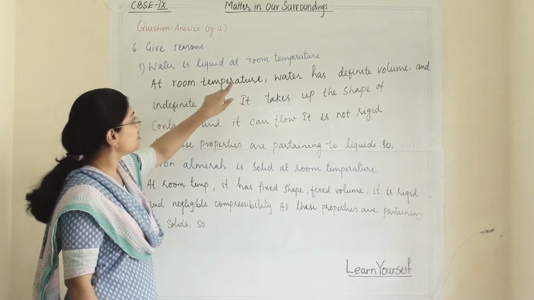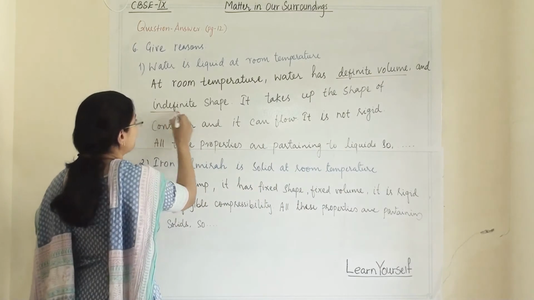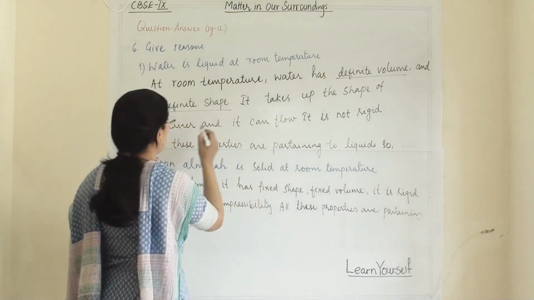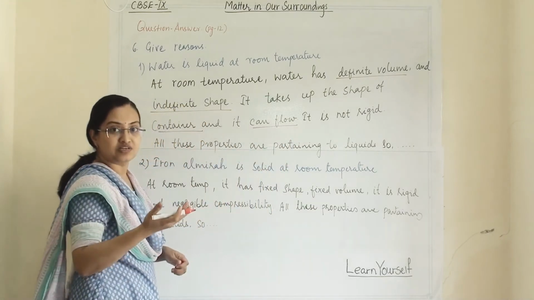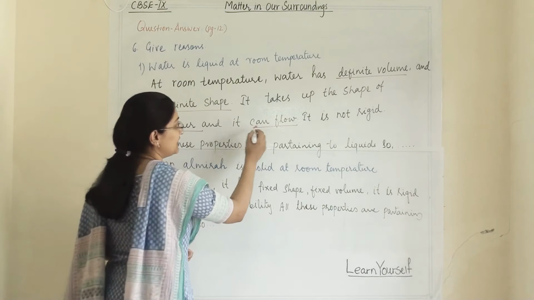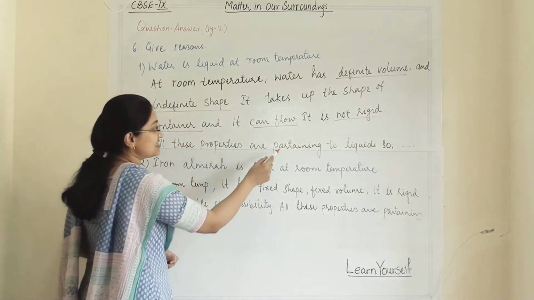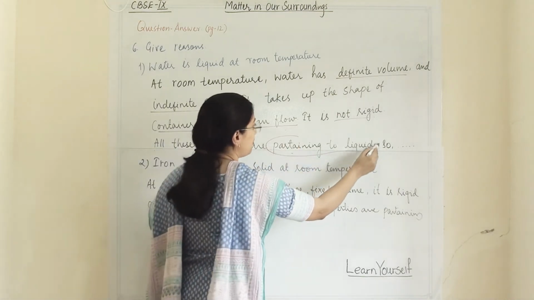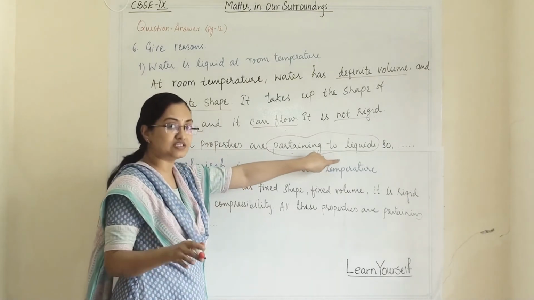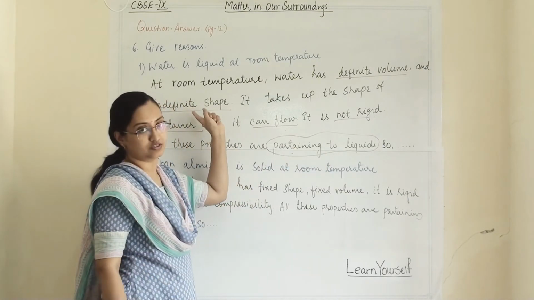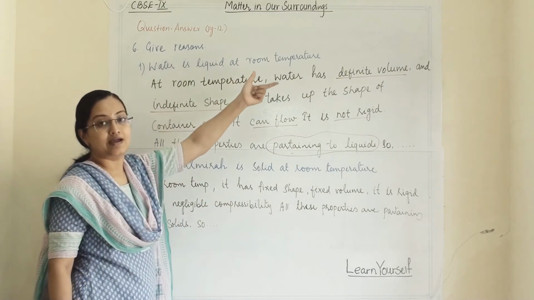So at room temperature water has definite volume, that is first property, and indefinite shape. It takes up the shape of container and it can flow, because liquids are called fluids. It can flow. It is not rigid. All these properties are pertaining to liquid. This is important to mention, that all these properties belong to liquid state and also belong to water at room temperature. So that's why we can call water a liquid at room temperature.